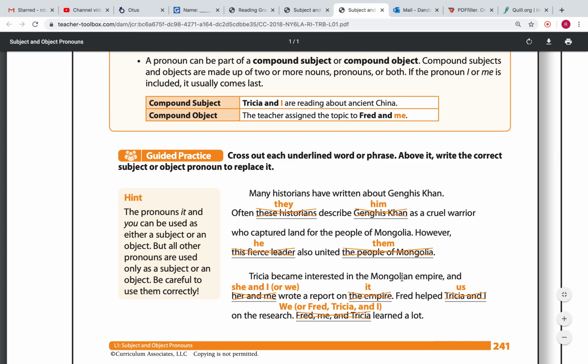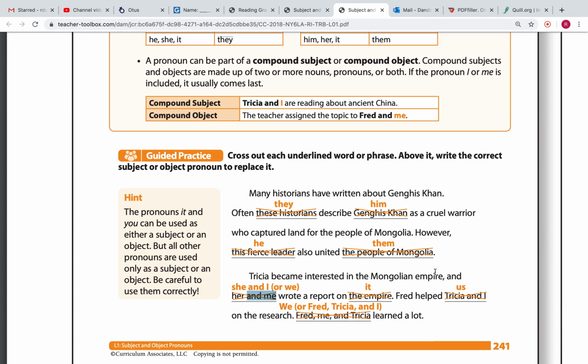Tricia became interested in the Mongolian Empire, and her and me, we're going to cross that out, right? Because that's incorrect. Once again, if you took out the and me and you just wrote and her wrote a report, would that make sense? No. So the correct way to say this is and she and I wrote a report on the empire. You can cross out the empire and write it. So the new sentence would be Tricia became interested in the Mongolian Empire and she and I wrote a report on it.